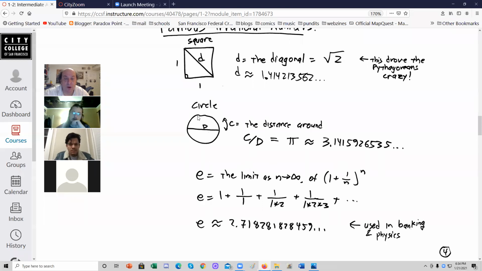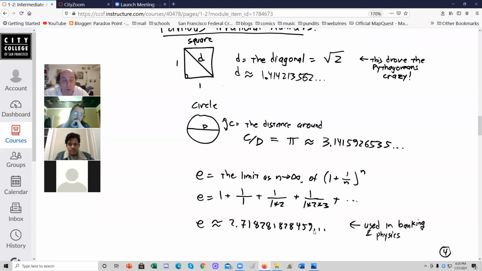Here's more. This has been known for thousands of years. This is known only for a few centuries, but it's a biggie. E. It's the limit as n goes to infinity of (1 + 1/n) to the nth power. Or E is also 1 + 1/1 + 1/(1 times 2) + 1/(1 times 2 times 3) + 1/(1 times 2 times 3 times 4) + and so on forever. Okay, and it's also approximately 2.71828182845 and so on, never repeating.